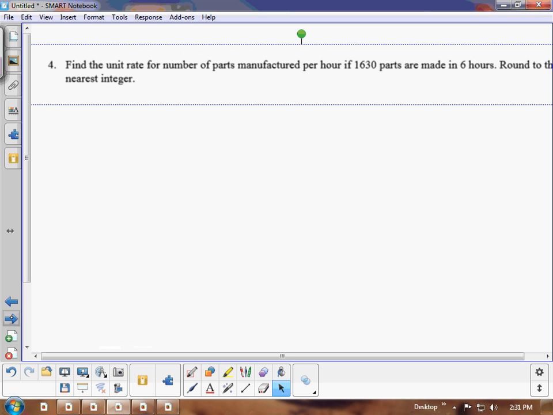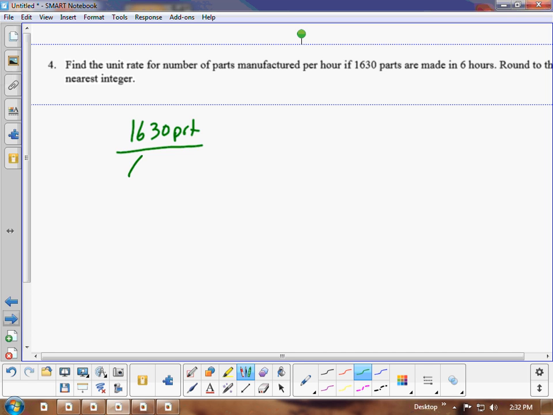Okay, moving on to number 4. This is a unit rate question. You have 1,630 parts per 6 hours, and they want to know how many parts per hour. So you're going to just divide 6 into 1630.